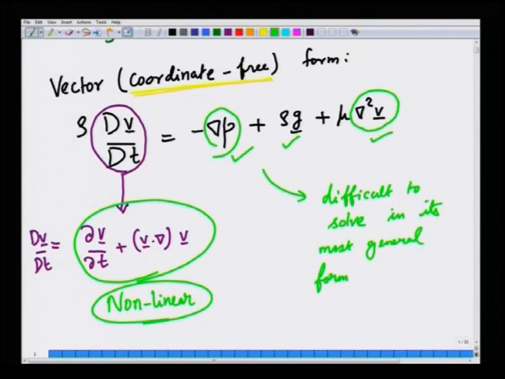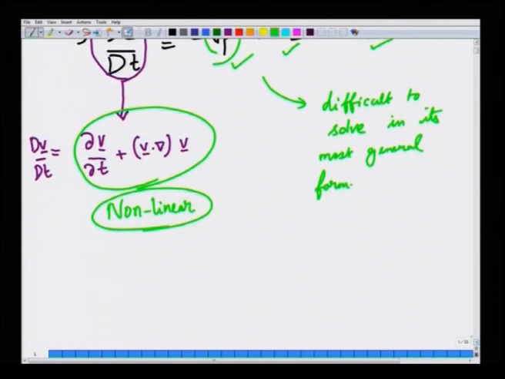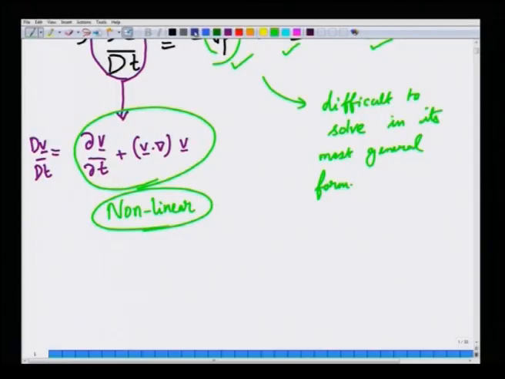Okay. So, one has to make suitable physically motivated approximations to render the Navier-Stokes equations in a more simplified form before we are able to solve them. Okay. Now, I am going to illustrate that shortly. Also, in order to solve the Navier-Stokes equation, we need boundary conditions that we pointed out in the previous lecture.